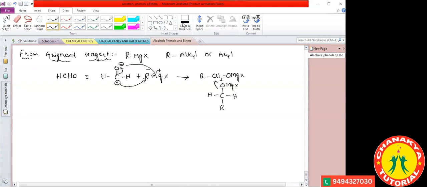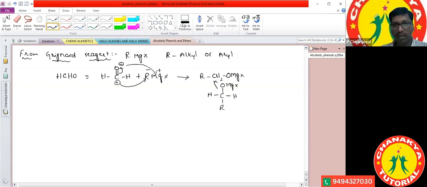Okay. Yes. Both are the same only, na? Now, again, what is the next step? It undergoes the hydrolysis reaction. What is hydrolysis? Hydrolysis is nothing but the addition of a water molecule only.